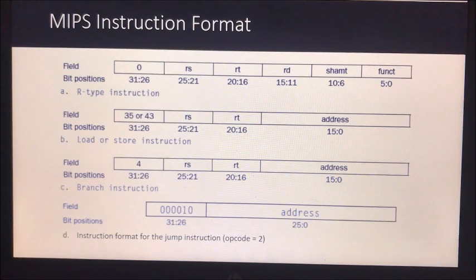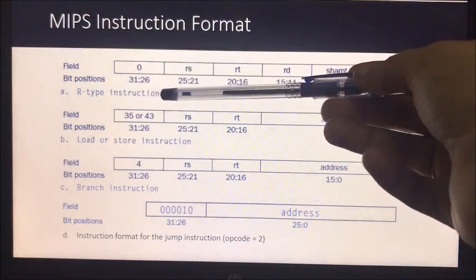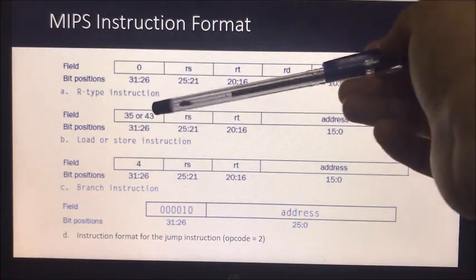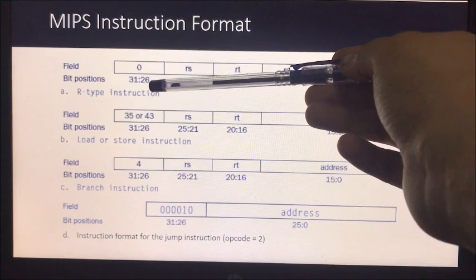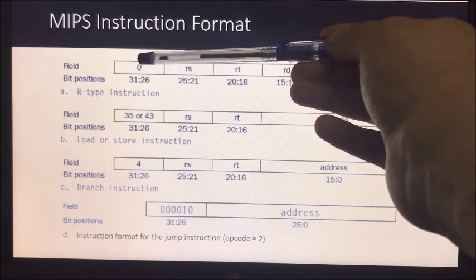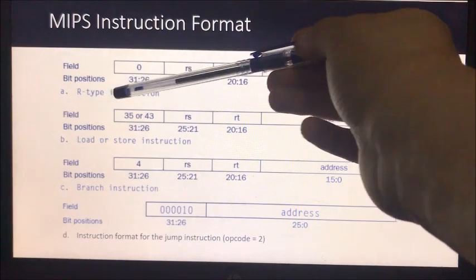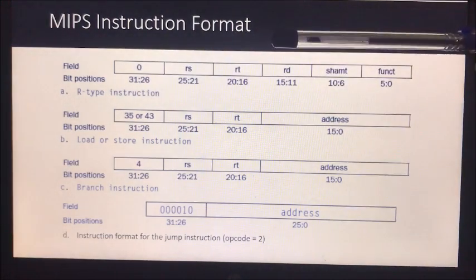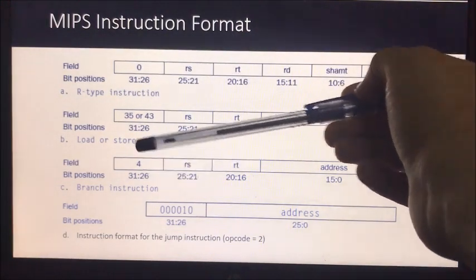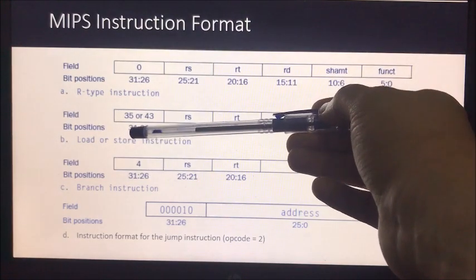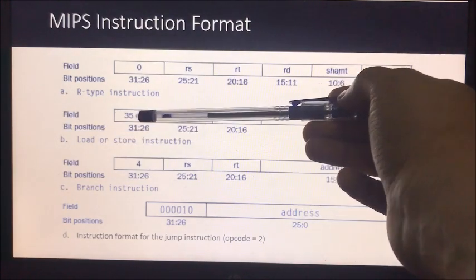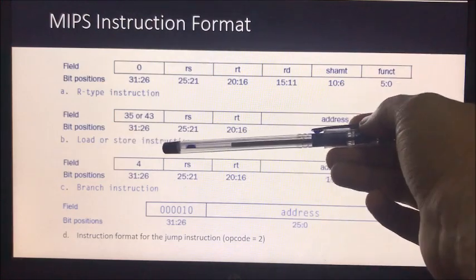In the case of the MIPS instruction format, for the R-type instruction, we are supposed to see that bits 26 to 31 are 0. This 0 indicates that it is an R-type instruction. R-type instructions are nothing but arithmetic and logical operations to be performed. And for bits 26 to 31, if the value is 35 or 43, it indicates a load or store instruction.